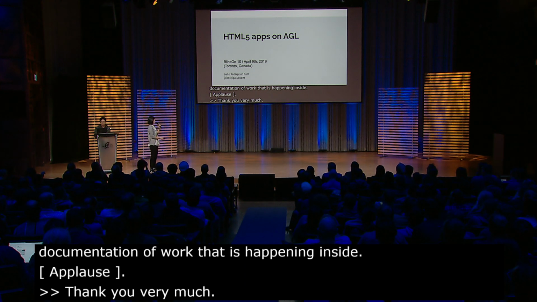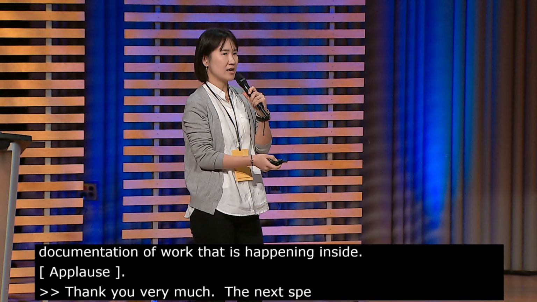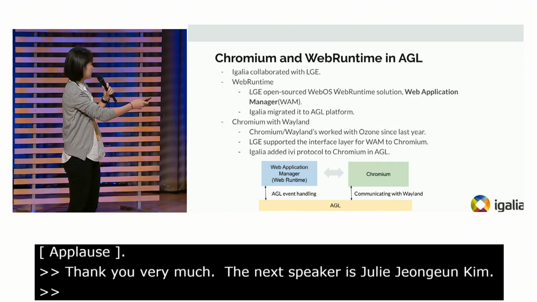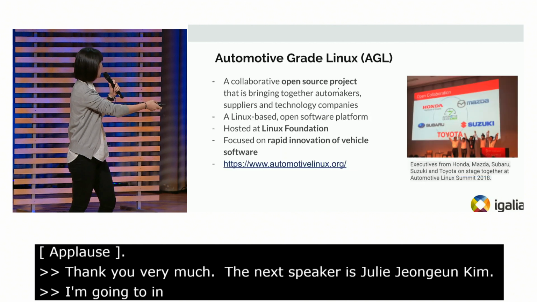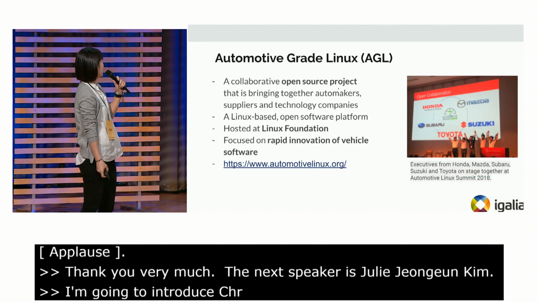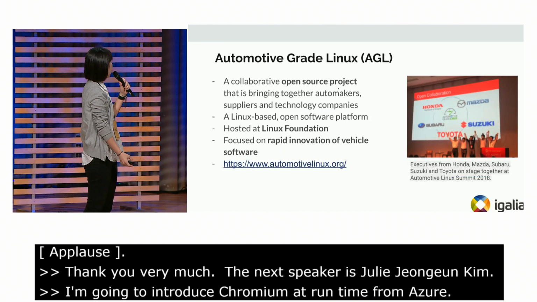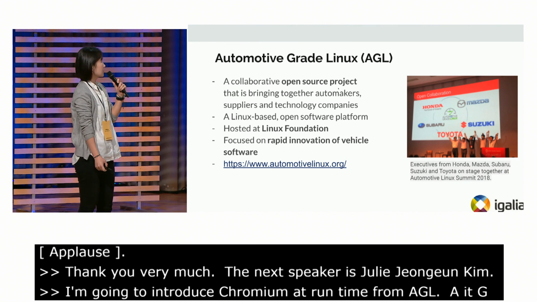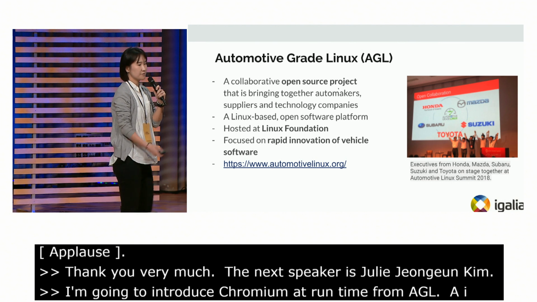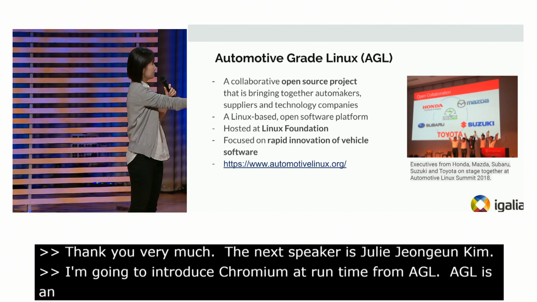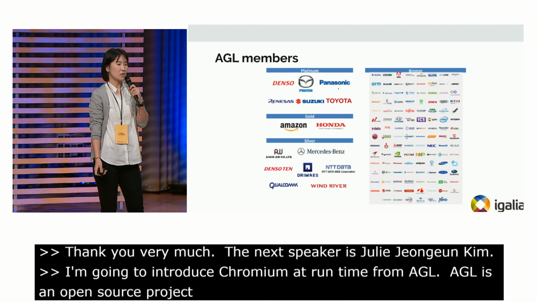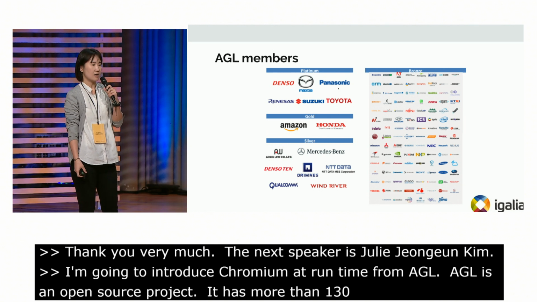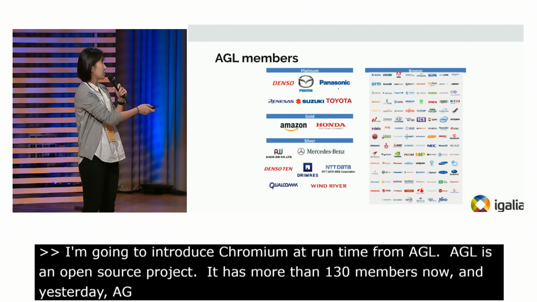Hi, I'm Julie from Igalia. I'm here to introduce AGL and Chromium at runtime from AGL. AGL is automotive-grade Linux. It's an open software platform hosted at Linux Foundation. It's focused on rapid innovation of vehicle software. AGL has more than 130 members now. Yesterday, AGL announced that Volkswagen joined the AGL community.